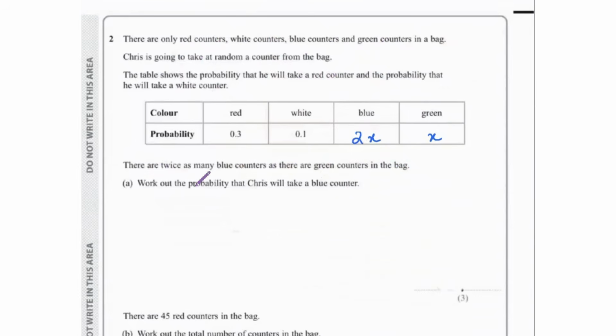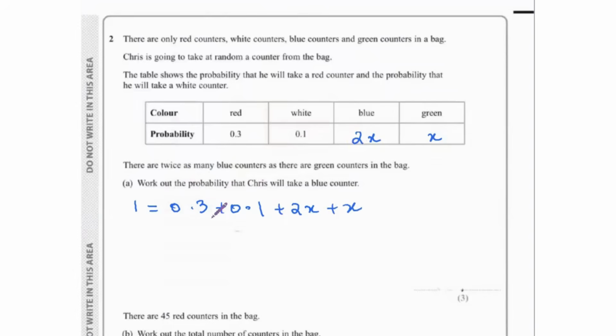So we know that whenever we have a table given, and we're talking about an event happening, different things are happening in that event. We can get a red counter, we can get a white counter, blue counter, or a green counter. So the sum of the probability of all of these counters will always add up to 1. That means we can create an equation in terms of x and then solve that to find the probability of the blue counter and even the green counter.